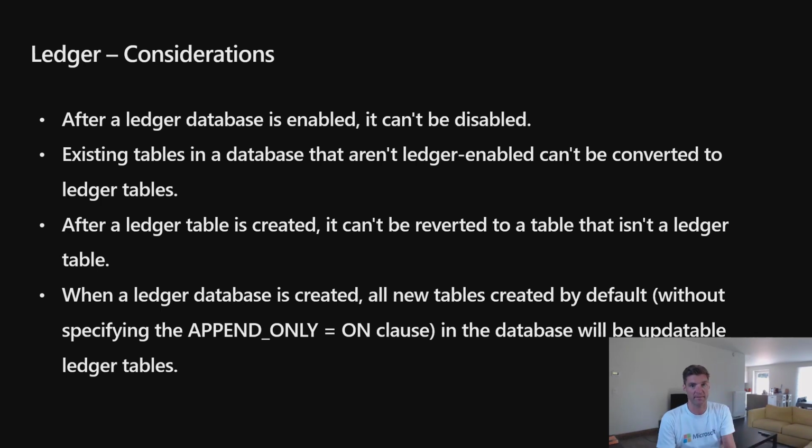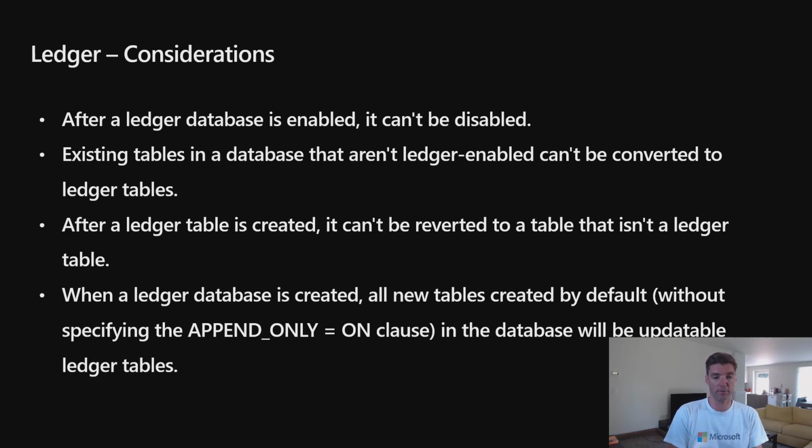Same for existing tables. So if you have an existing table and you want to convert it to a ledger table, that's not possible. So you cannot alter it. What you need to do, you need to create a new empty ledger table next to the existing table, and then you need to move the data from one table to another. We also provide you with a stored procedure that can help you with moving the data from the original table to the ledger table. Also the other way around, once you've created a ledger table and you want to convert it back into a regular table, that is not possible. That is not supported, right?